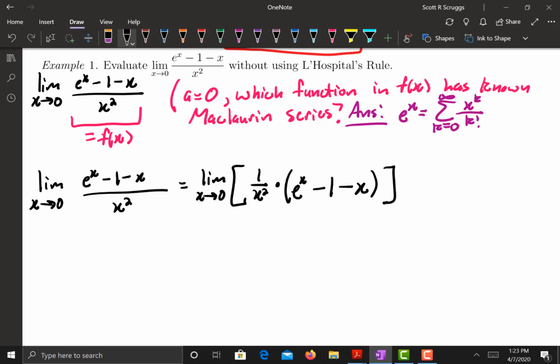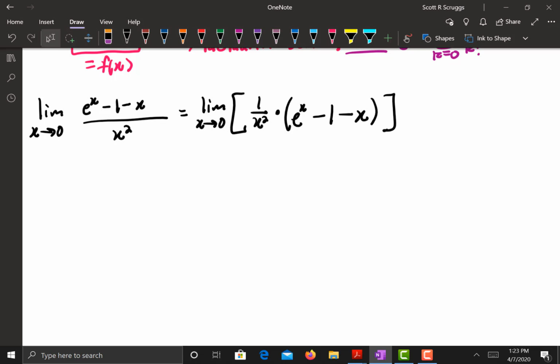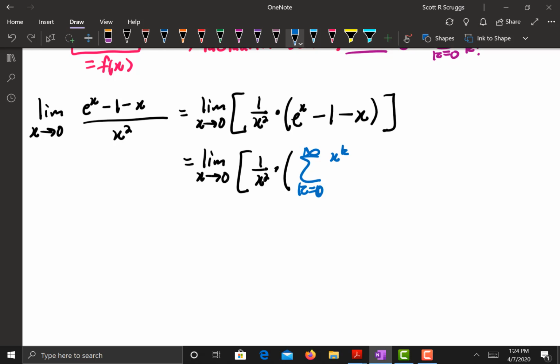And you don't have to do that. I'm doing that solely for presentation purposes. But if you want to leave all that in the numerator, go for it. Now, since I know the Maclaurin series for e to the x, I am now going to replace e to the x with this known Maclaurin series, the sum of x to the k over k factorial, with it still being subtracted by 1 and by x.